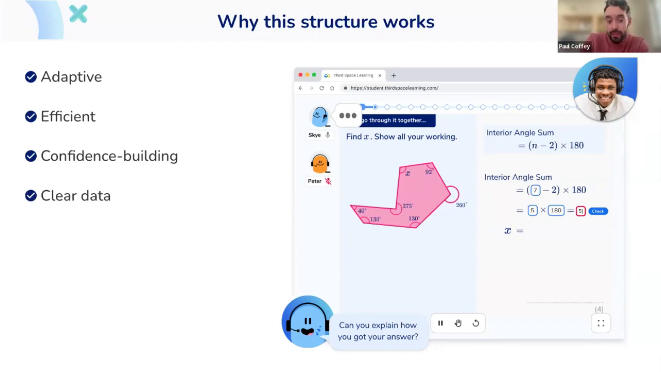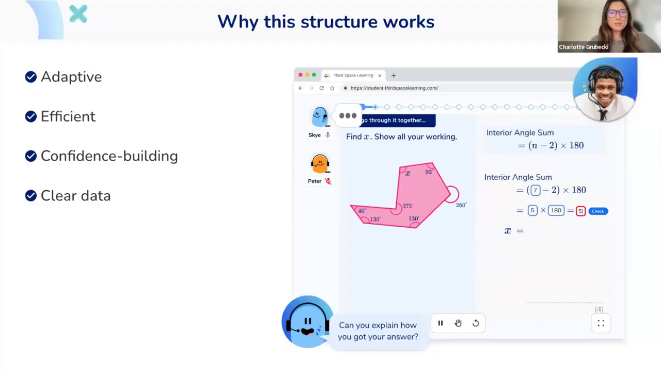And number four, it's going to give you some really usable, clear data. So not just a sense of how the lesson went, but a specific record of which students closed the gap and which still need a bit more time. So that's what makes it really useful beyond a single class. More on that when we talk about tracking in a few slides' time.